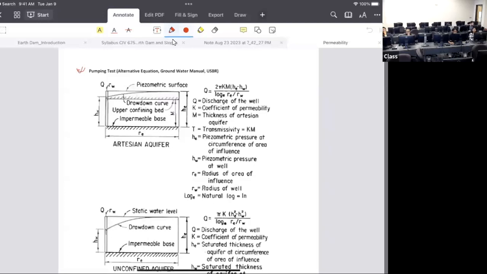The more permeable the soil is, the more curvy the drawdown curve we will see. What should I say? The slope of the drawdown curve will be very steep. Will be very steep. Okay, if you pull it, right? If the soil is really permeable.